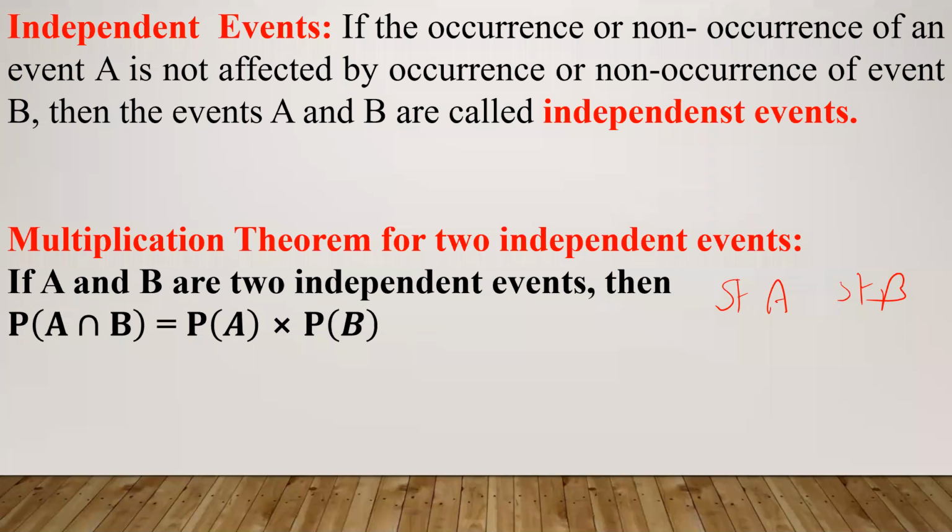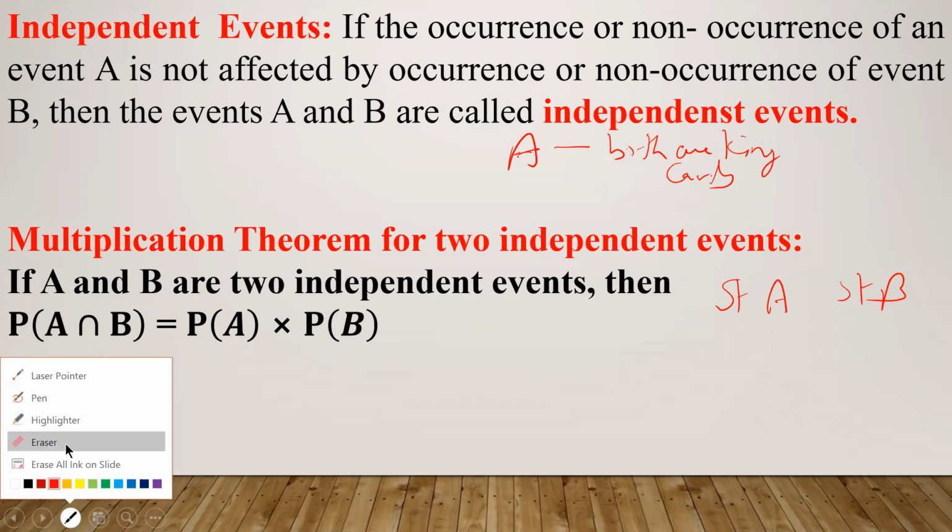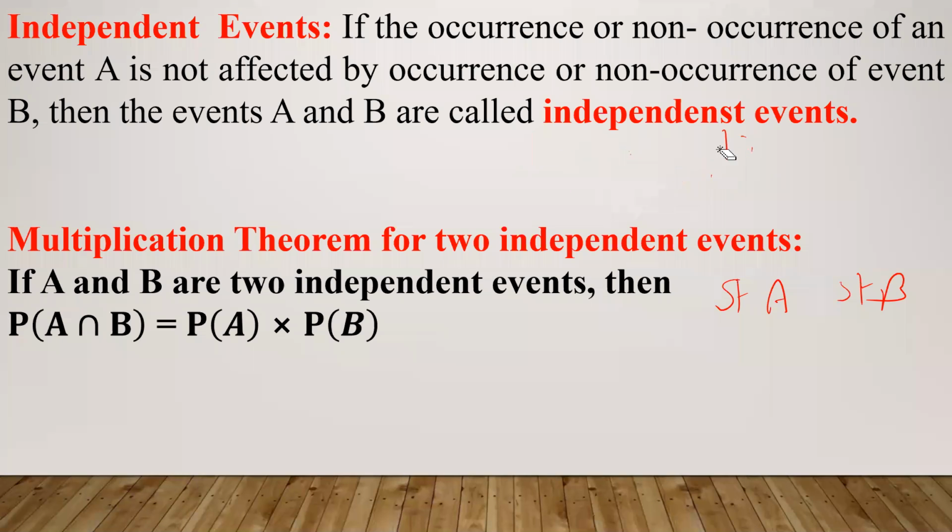One more example I can give you. Suppose आप 52 cards में से you are taking out 2 cards. My event A is defined as both the cards are king cards. If I take out 2 cards one by one, then both the cards are king cards. Let me explain you once again.